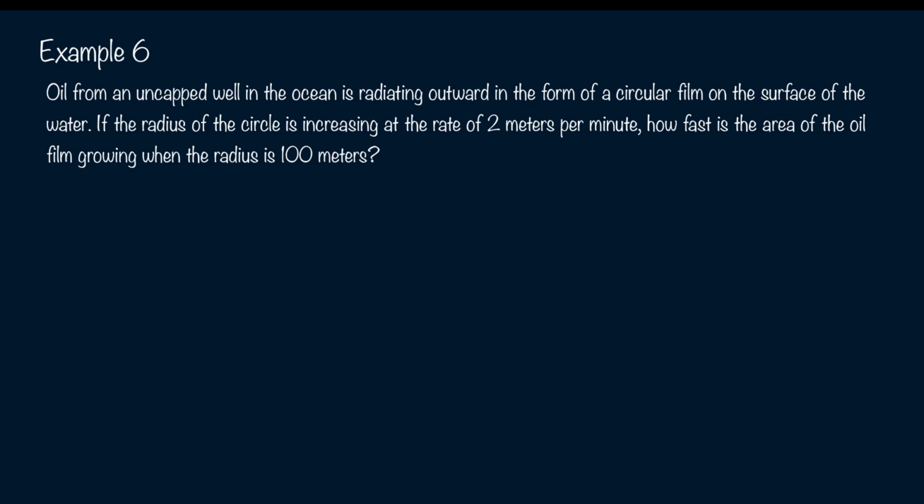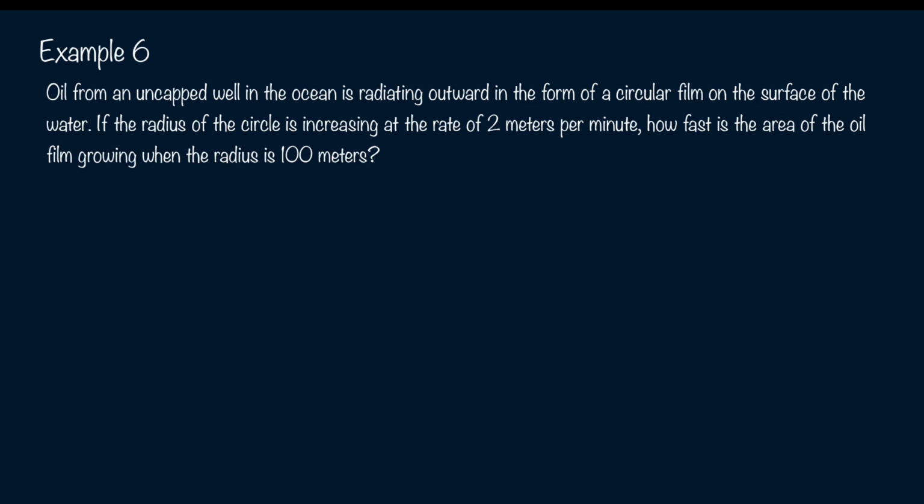So for example 6, we have oil from an uncapped well in the ocean radiating outward in the form of a circular film on the surface of the water. If the radius of the circle is increasing at the rate of 2 meters per minute, how fast is the area of the oil film growing when the radius is meter?